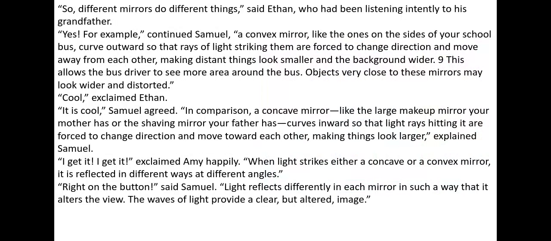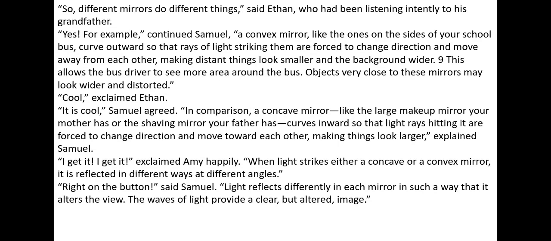So different mirrors do different things, said Ethan, who had been listening intently to his grandfather. Yes. For example, continued Samuel, a convex mirror like the ones on the side of your school bus curves outward so that rays of light striking them are forced to change direction and move away from each other, making distant things look smaller and the background wider. This makes the bus driver see more area around the bus. Objects very close to these mirrors may look wider and distorted. Cool, exclaimed Ethan. It is cool, Samuel agreed.